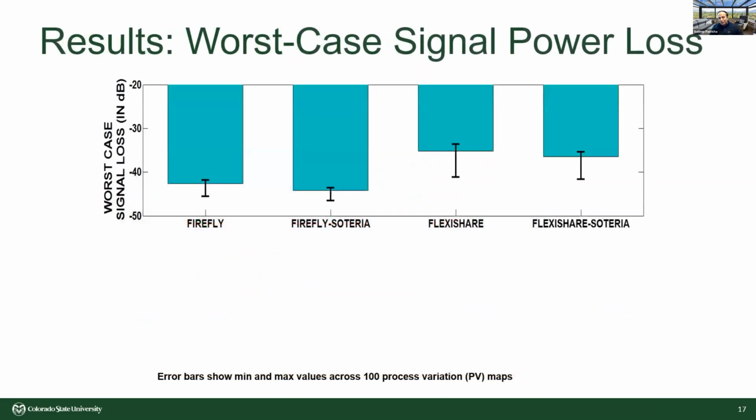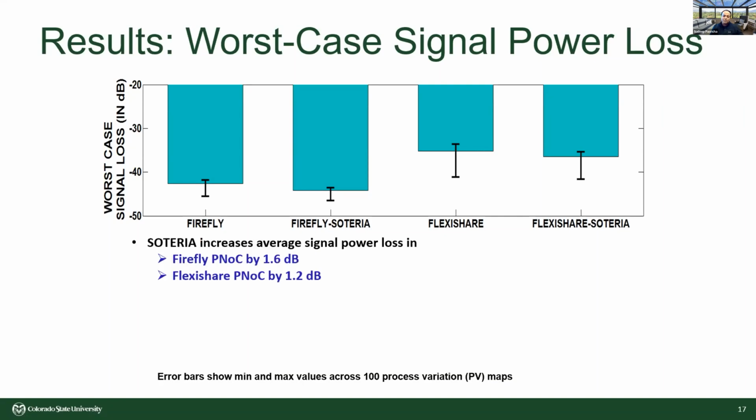So this is the result for the worst case signal power loss for the two architectures. The first bar really shows the baseline architecture. And then the second one shows what happens after we add the Soteria framework, right? So you can see there's a slight increase in loss. That's because of the additional components we add. But this increase is quite small.